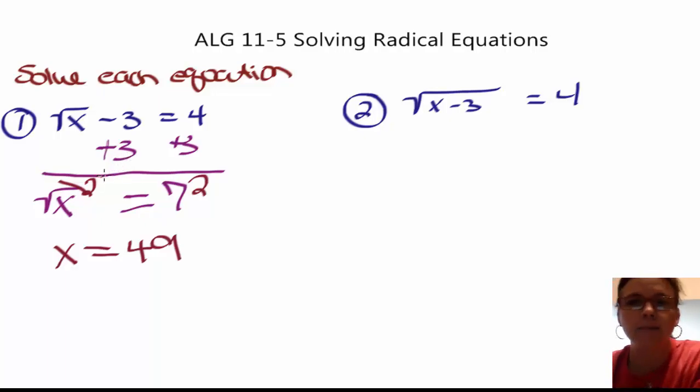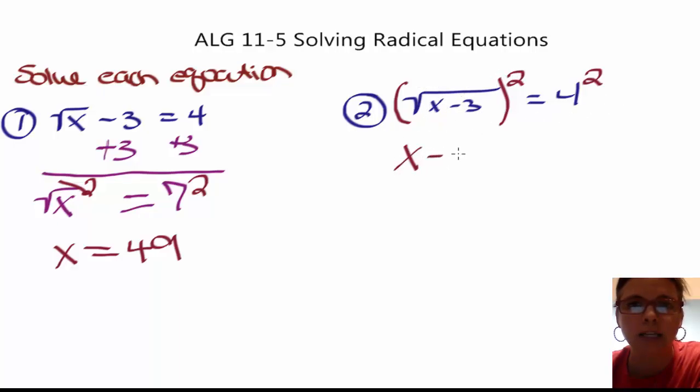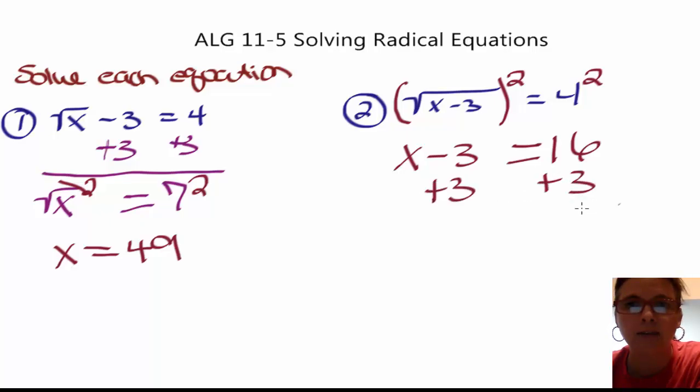Now over here, you see how the radical is over the 3 and there's nothing outside to add or subtract, or nothing to multiply or divide. So you're going to square from the beginning. We're going to square that side and this side, okay? Whatever you do to one side, you have to do to the other because we want to get rid of that square root. So we're left with x minus 3 equals 16. Then you just solve it. It's a one-step equation. We add 3, so x is equal to 19.